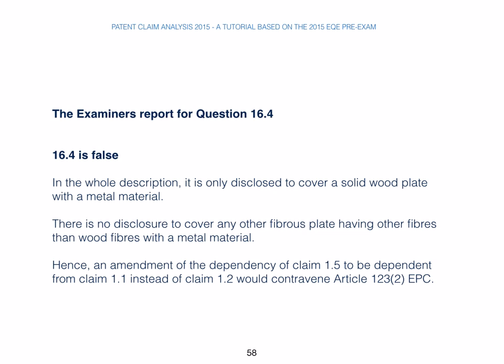D1 discloses a fibrous material coated with metal. You may have the impression that a fibrous material coated with metal is known, but D1 is prior art, not part of the disclosure of the invention. Don't confuse the prior art with the invention. Next are some comments on the examiner's report for question 16.